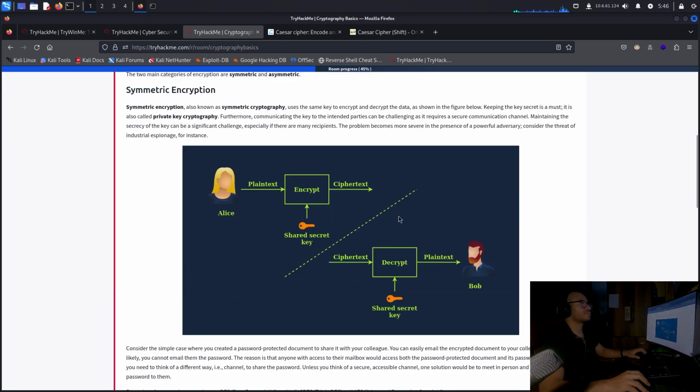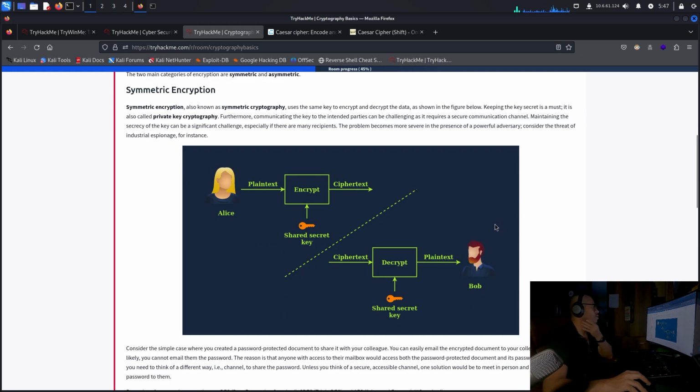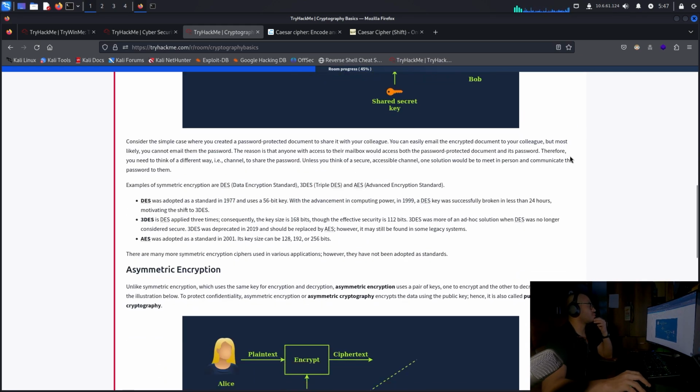Types of encryption. The two main categories of encryption are symmetric and asymmetric. Symmetric encryption, also known as symmetric cryptography, uses the same key to encrypt and decrypt the data. Shown in the figure below, keeping the key secret is a must. It is also called private key cryptography. Furthermore, communicating the key to the intended parties can be challenging as it requires a secure communication channel. Maintaining the secrecy of the key can be a significant challenge, especially if there are many recipients. The problem becomes more severe in the presence of a powerful adversary. Consider the threat of industrial espionage, for instance.